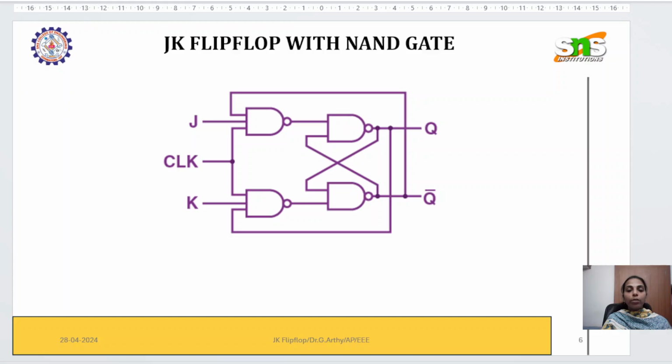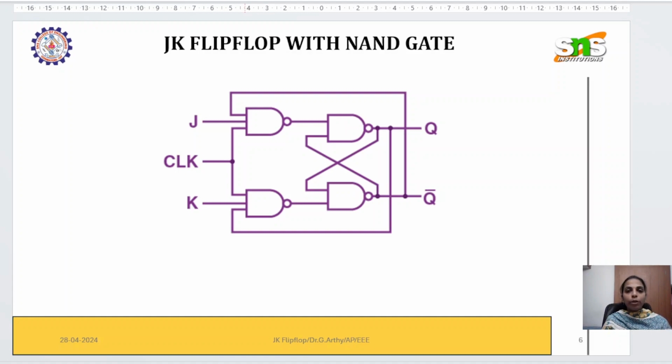So this is the circuit diagram of JK flip-flop with NAND gate. If you see here, the same circuit, an SR latch is there, and the two NAND gates are there. The same number of gates, almost the same connections, right? Except one thing, that is, for these first two NAND gates, we have three inputs rather than two inputs in the case of SR flip-flop.